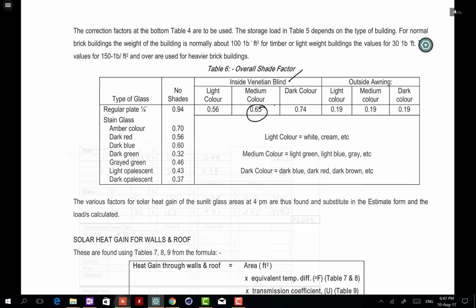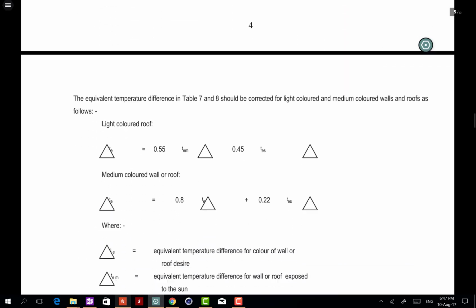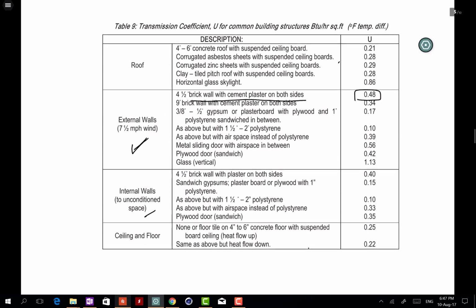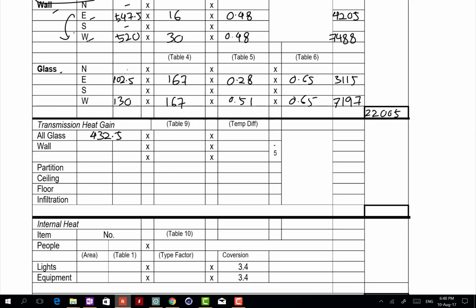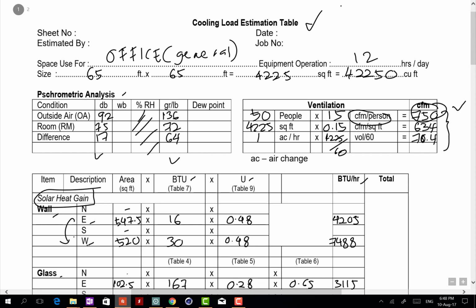So we move to table 9. Alright, here we have external, internal, roof, but only one item for glass. Okay, so our glass is installed vertically. If your glass is installed horizontally, you should use this value. So for vertical glass, the value should be 1.13. Okay, 1.13. And the temperature difference is based on our first psychrometric analysis here, 17.